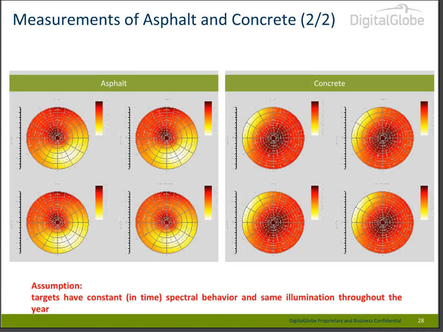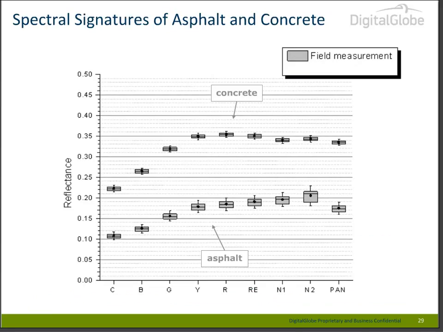One important thing I want to mention is that for this kind of analysis, we are assuming that the targets have constant in time spectral behavior. So the spectral behavior of the material doesn't change, which is actually not true because people play on the concrete field, or cars drive on the asphalt surface. And we are also assuming that the illumination through the air doesn't change, which again is not really correct. Again, we are putting ourselves in the worst case scenario to do this analysis.